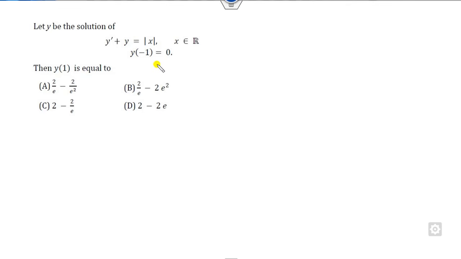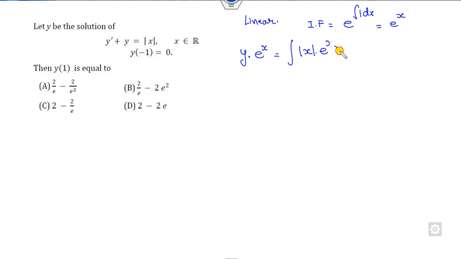Okay, look at this one. This is a very simple question. It is a linear differential equation. So what is the integrating factor? It is e raised to power the integral of 1 dx. So the solution will be y times the integrating factor equals the integral of the right hand side times it. But here you can see some initial condition is given to you and a final value as well. So you can take the limit from -1, that's the initial, to the final value here. Then there is no need to write the constant.